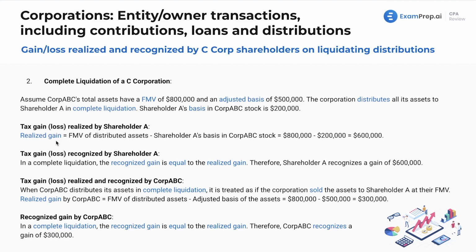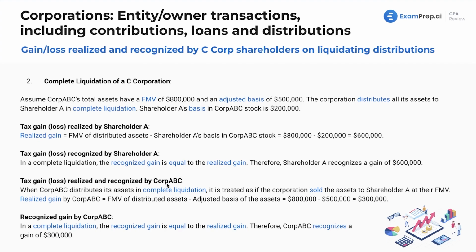So what's the tax gain or loss realized by shareholder A? So what really happened? This is the easiest one. You got $800,000 of value. You originally had an investment of $200,000. So yeah, you have $600,000 of realized gain. What about recognized? Well, in a complete liquidation, the recognized gain will be equal to the realized gain. Therefore, shareholder A recognizes a gain of $600,000.